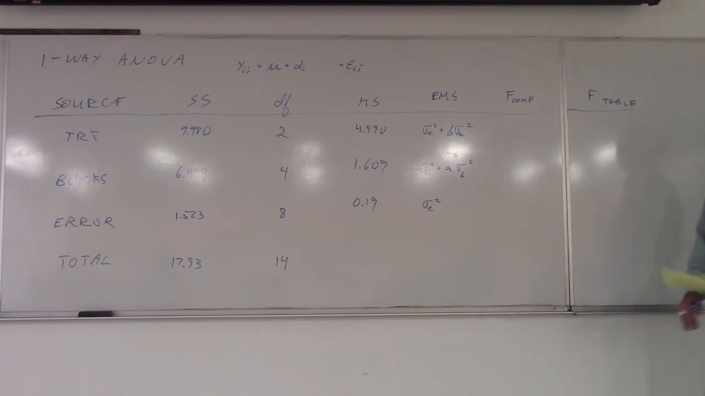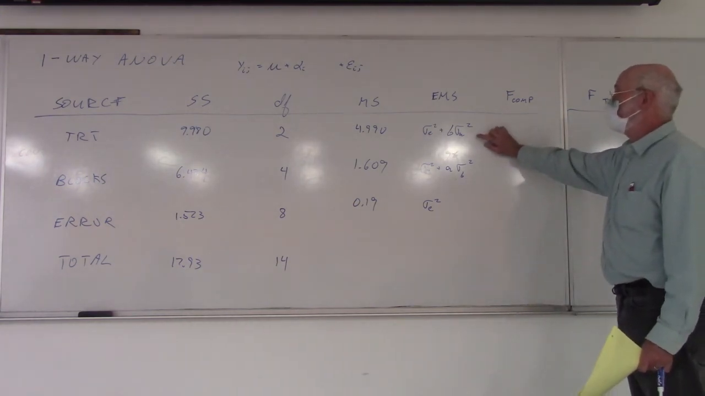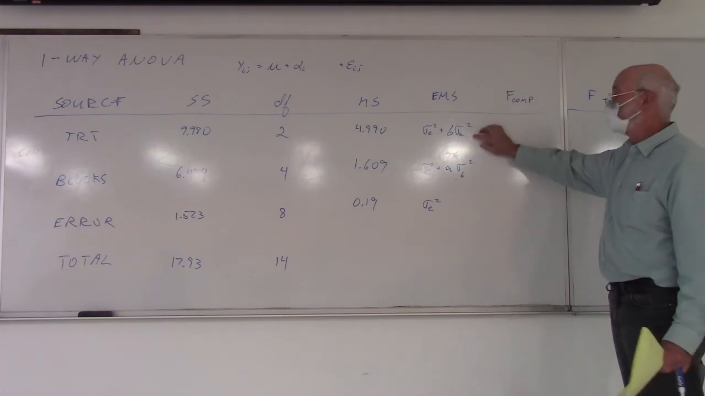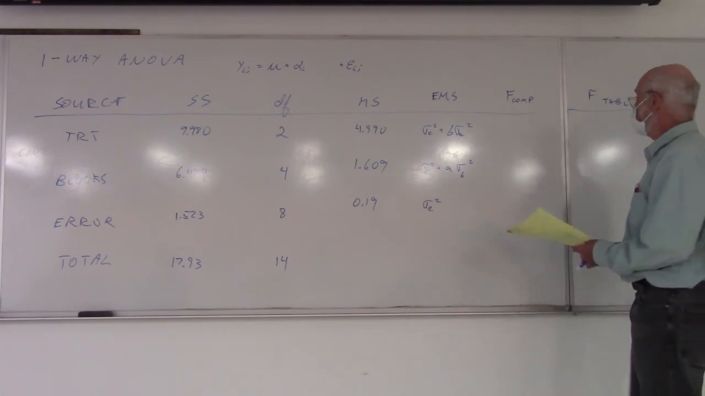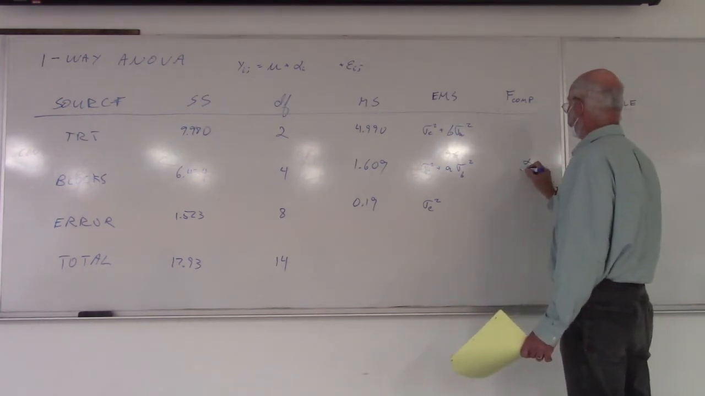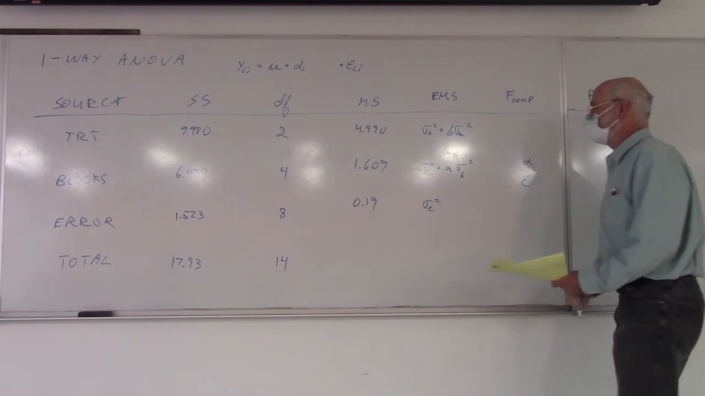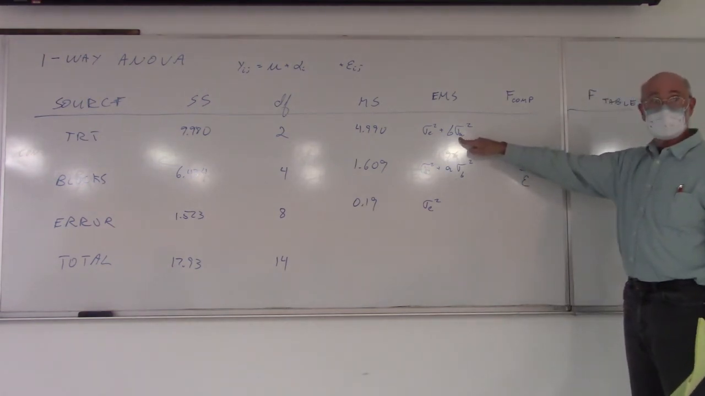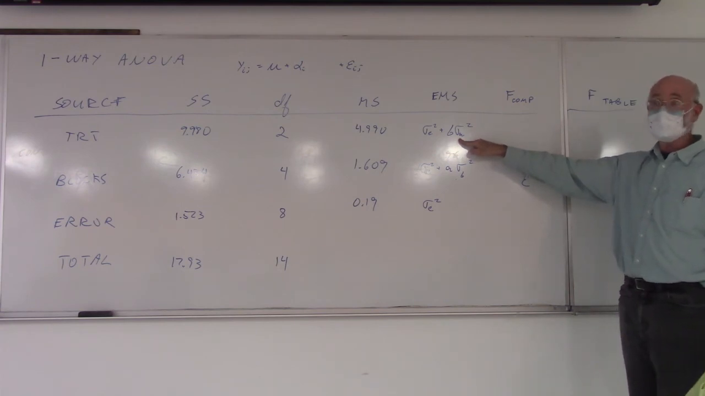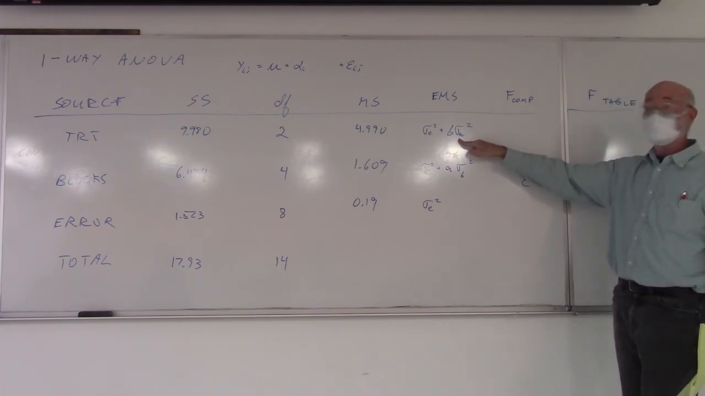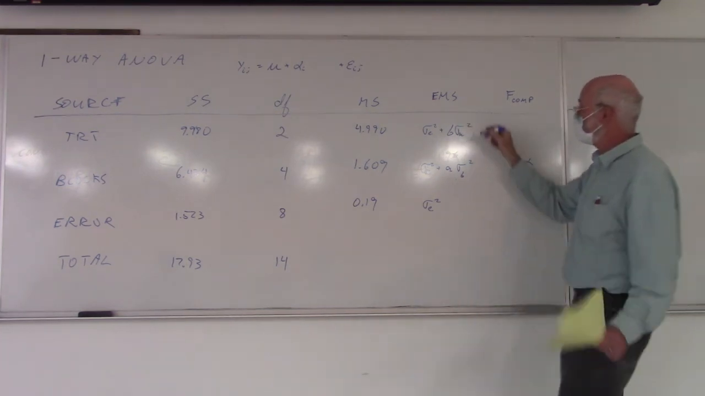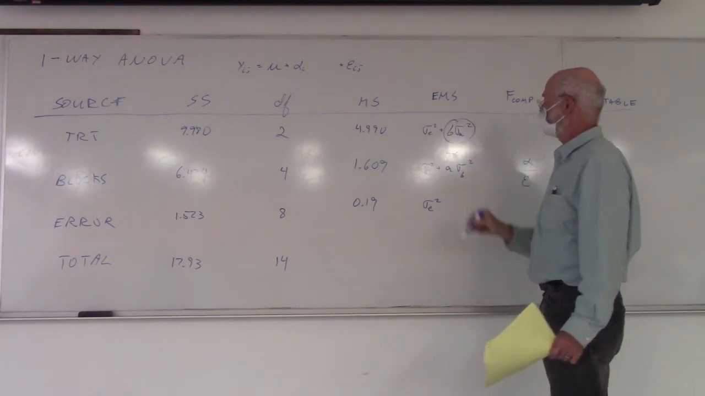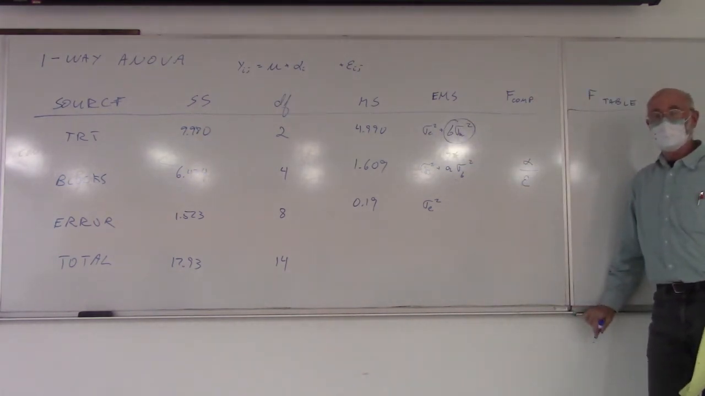What are we trying to do? We're trying to isolate B times sigma A for blocks. Remember, we want alpha over epsilon. That's the term right there, B times sigma A, right? We have sigma A for block 1, 2, 3, 4, 5, right? So how do I isolate that term? How do I capture that? What do I divide by what?